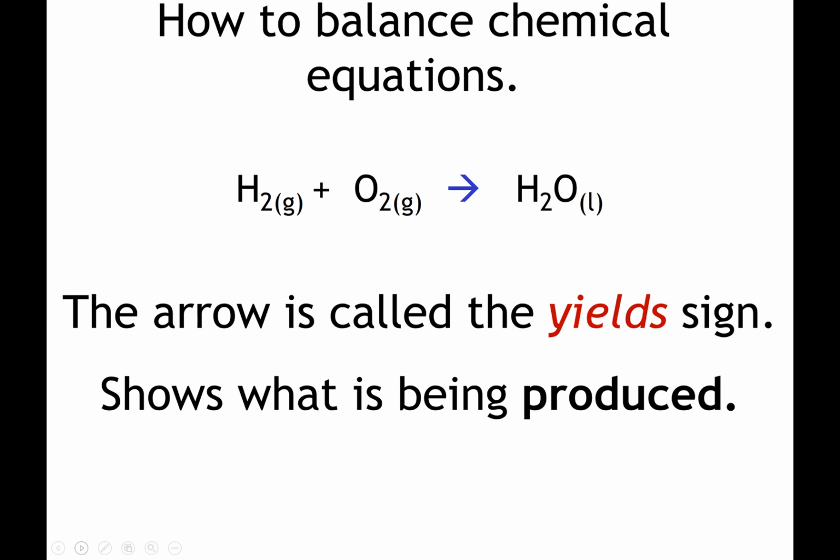To go through and kind of break down a chemical equation, first thing we're going to look at is the arrow. That is called the yield sign. It is what divides up the starting materials from the ending materials. It tells you that some sort of change is actually occurring.